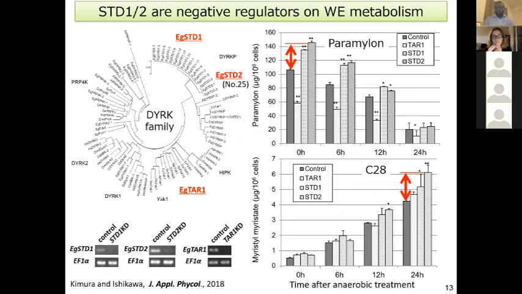Importantly, knockdown of STD1 and 2 genes showed a significant increase in both paramylon and C28 content like this. Though the mechanism is now under investigation, our observation indicated that STD1 and 2 are negative regulators of paramylon and wax ester metabolism.